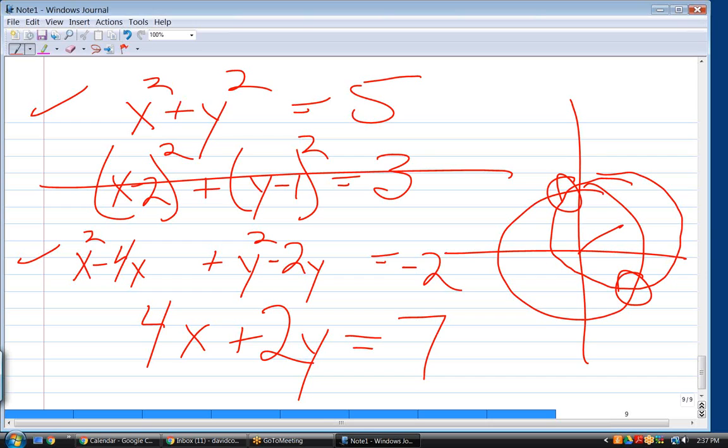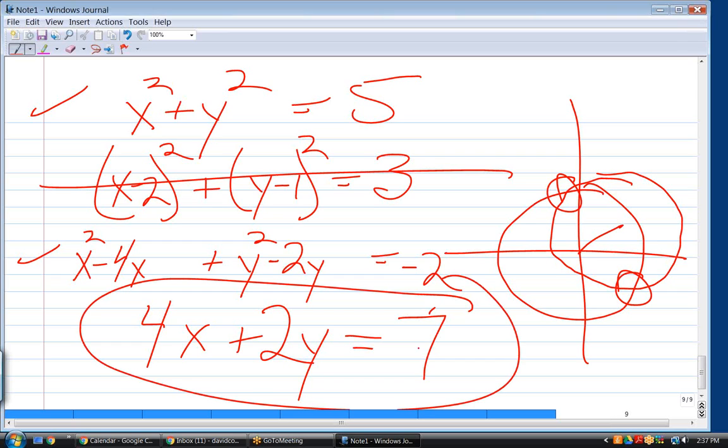This equation right here can't be solved. When you have one equation and two variables, you basically have an infinite number of points. So what am I doing wrong here? Is there a way we could use that first equation, x squared plus y squared equals 5?